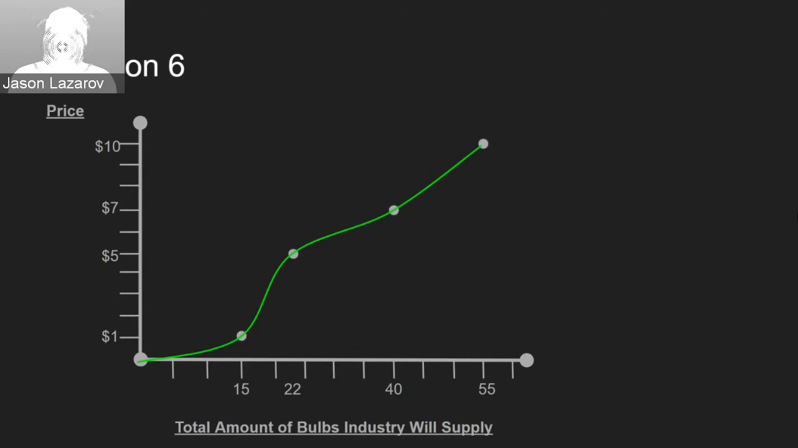For question 6, this is the graph we've made according to the results from the light bulb suppliers in Springfield. For a price of $1 per light bulb, they would make a total of 15 light bulbs. $5 would end up with a total of 22 light bulbs, $7, 40 light bulbs, and the price of $10 would give a total of 55 light bulbs.